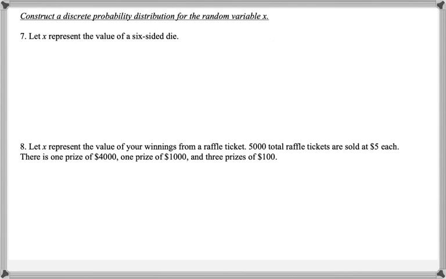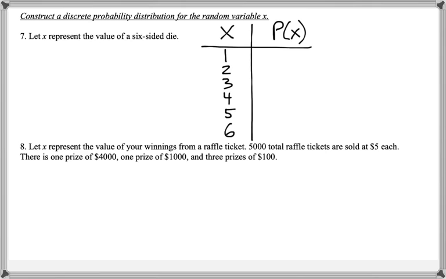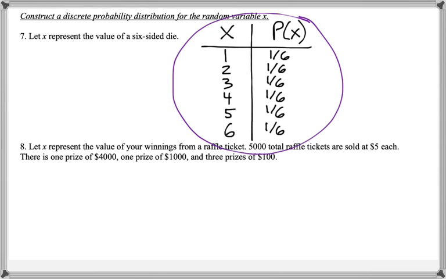Construct a discrete probability distribution for the random variable x. Let x represent the value of a six-sided die. So we want to list each of the values of x alongside the corresponding probabilities. So x could be 1 through 6, and each of the probabilities are 1 over 6. So this is our discrete probability distribution.